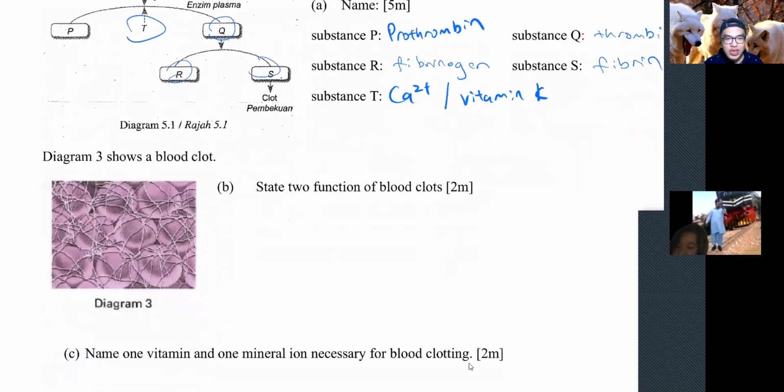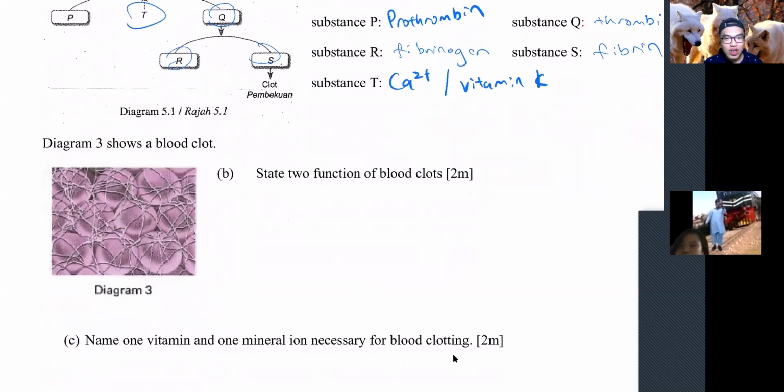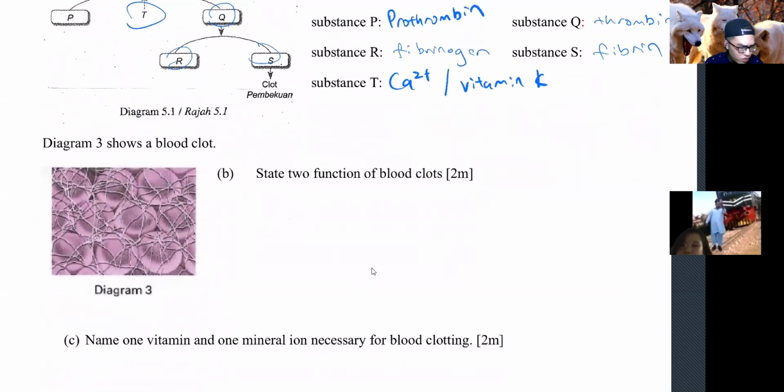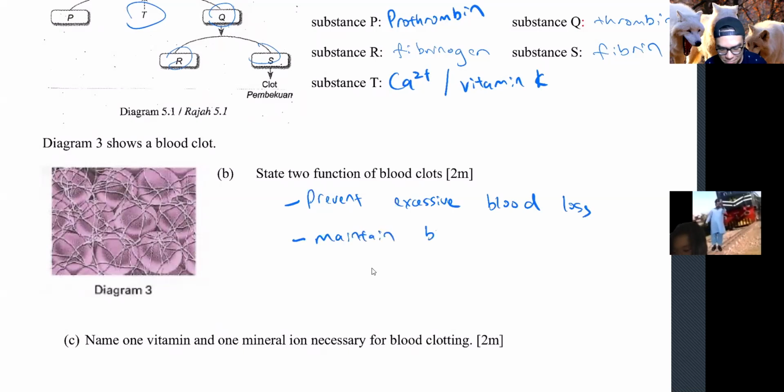So B, state two functions of blood clots. So many. Number one, of course, is to prevent excessive blood loss, so they don't lose a lot of blood. Like I said, it needs to remain at 120/80. Which is the next function? To maintain blood pressure.